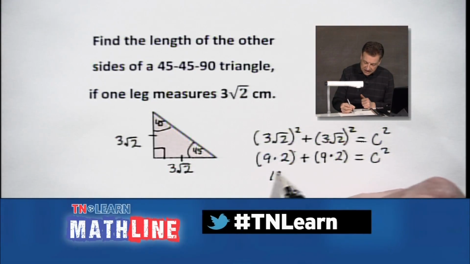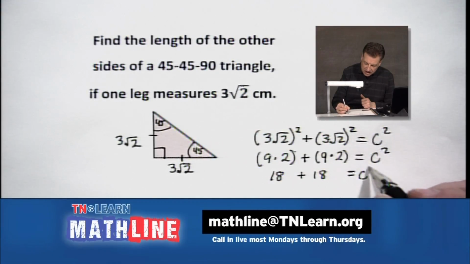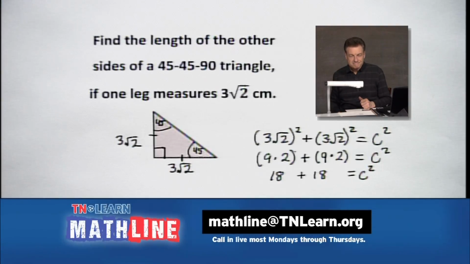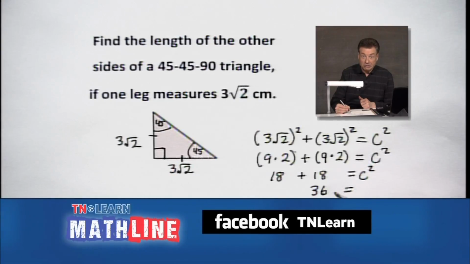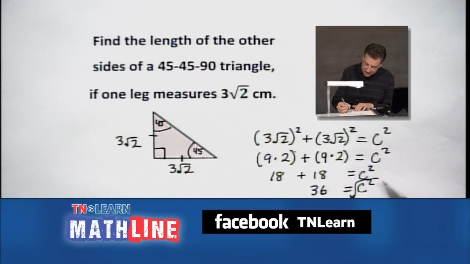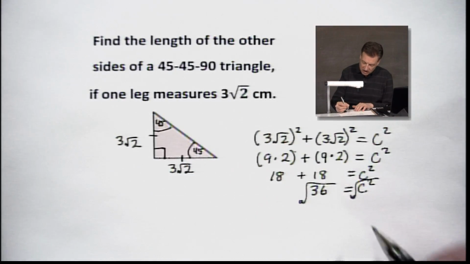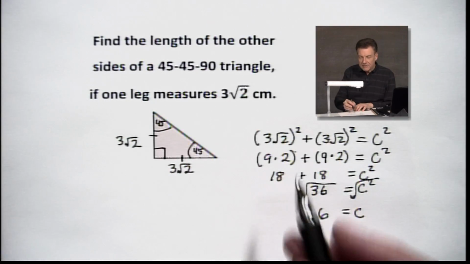So I've got 18 plus 18 equaling our c squared, our hypotenuse squared there. And putting that together, I got 36. I really like this one. You say, why do you like that, Ernie? Because it's a perfect square, folks. Yes, it's a perfect square. And we take the square root of both sides, and you know what? C equals 6.